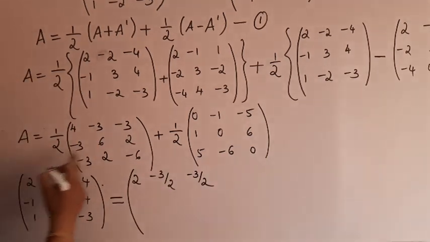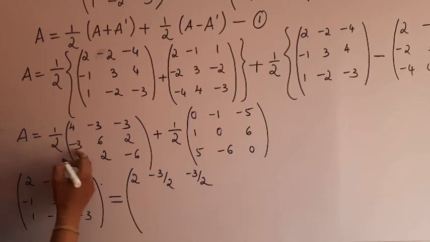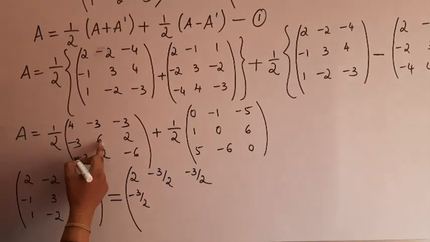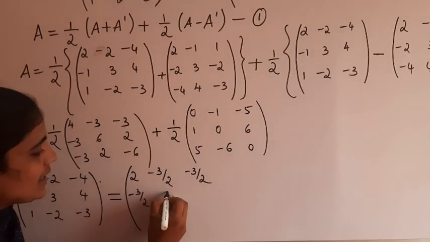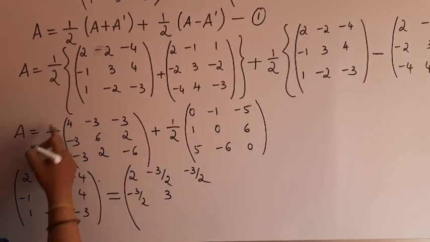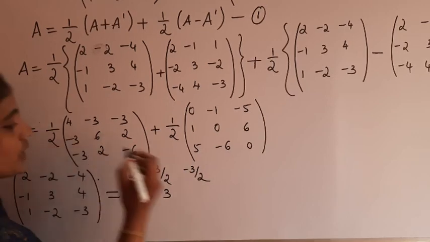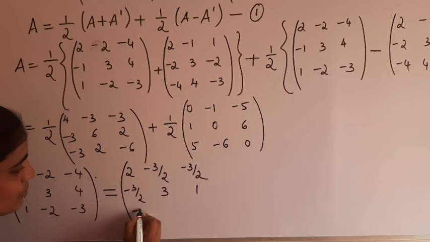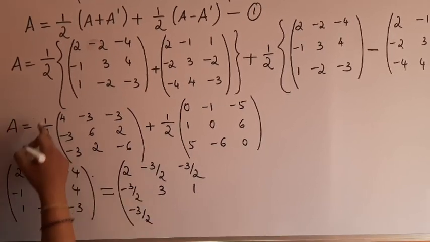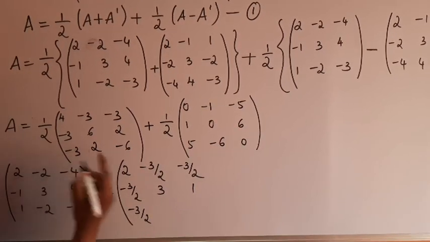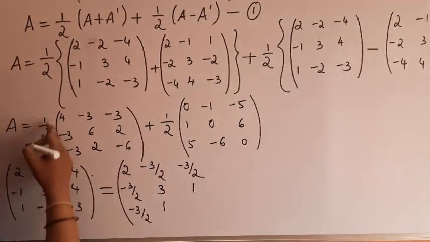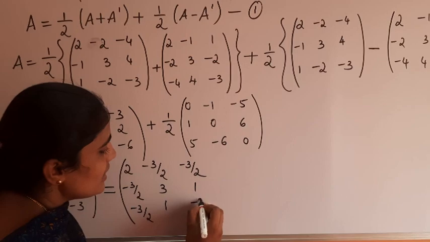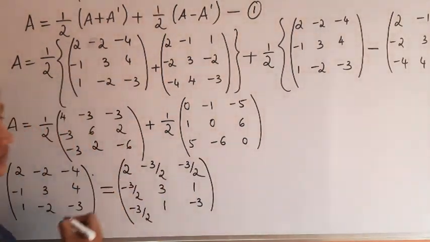Okay. Let us come to the second row now. 1 by 2 into minus 3, minus 3 by 2. 1 by 2 into 6, the 2s and 3s get cancelled. Okay. 1 by 2 into 2, the 2 gets cancelled, 1. Okay. So 1 by 2 into minus 3, minus 3 by 2. 1 by 2 into 2, here also the 2 gets cancelled, 1. 1 by 2 into minus 6, the 2s get cancelled, so therefore minus 3.